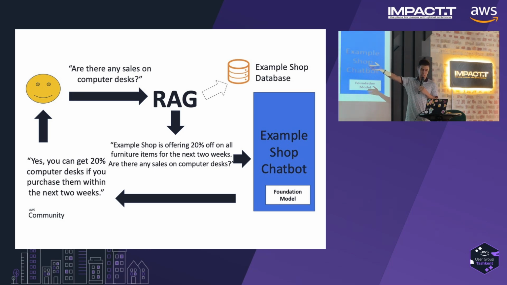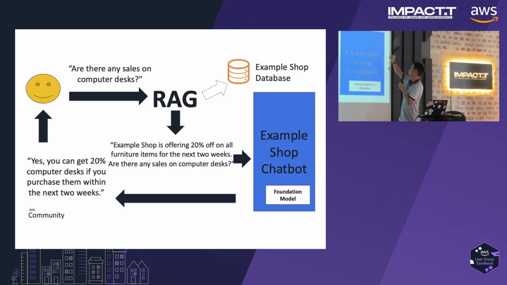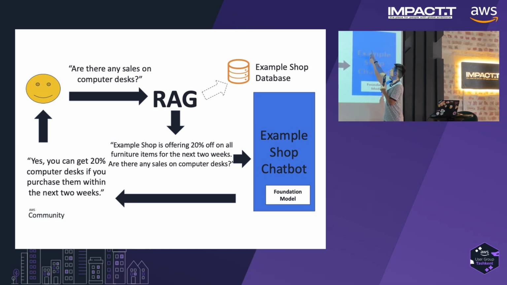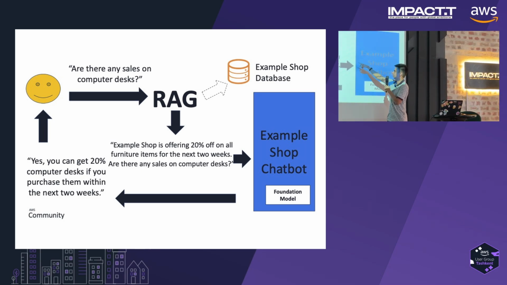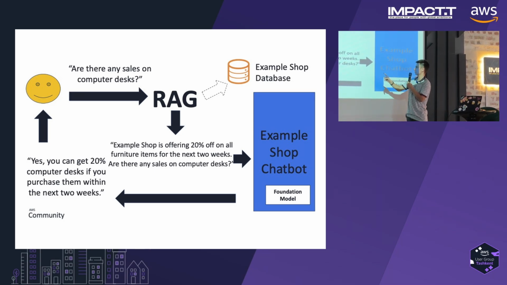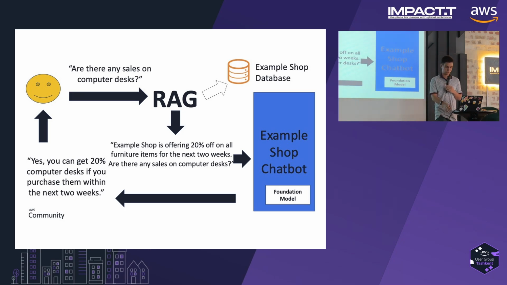So the user will ask, are there any sales? Then our RAG will go to the database, get the answer, provide it to the foundation model, and the foundation model will provide the answer. So if the request was, are there any sales? It got the data about, yes, example shop offerings here, 20% off. It combines the information that it got from the database with the user prompt and passes it to the model. And then the model says, yes, you have, because the input said so.